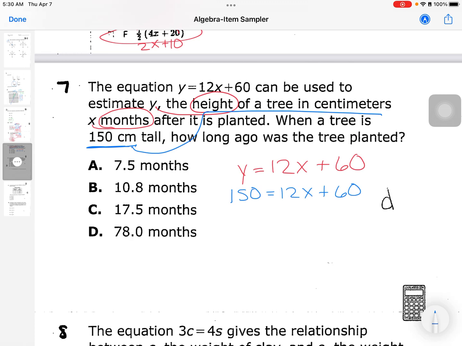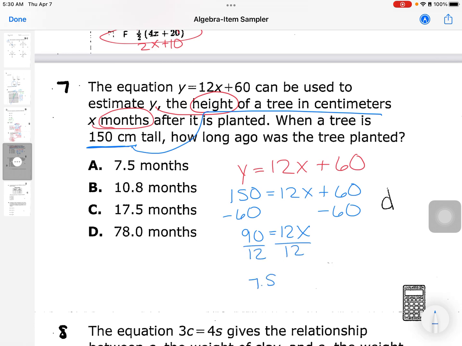Or if you want a little test-taking strategy, if you can get this far and it's a multiple choice question, you can take these numbers and plug them in for x and see which one gives you 150. Remember that this means to multiply. I'm going to use my algebra. So I'm going to start with what's furthest from the variable, which is the 60. And I get 90 equals 12x. The opposite of multiplying by 12 is to divide by 12. So I get 7.5 equals x, which would be A.